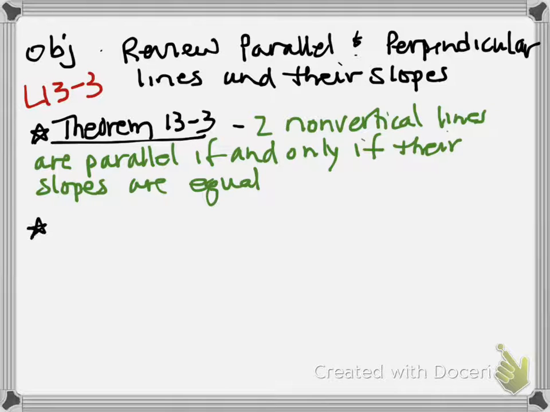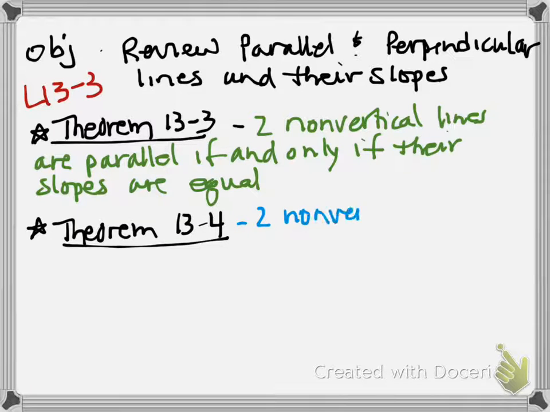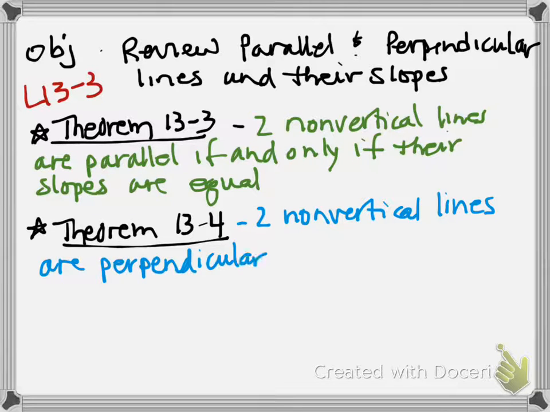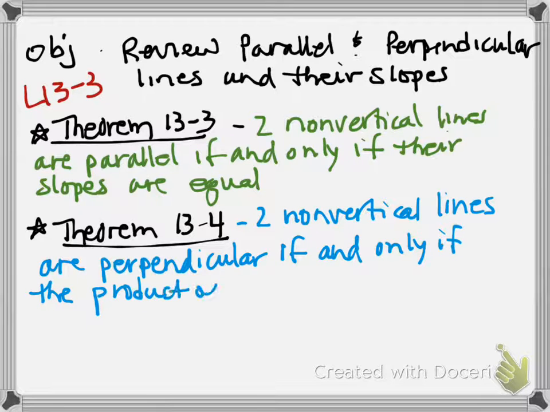So then we have another theorem. So again, geometry by technicality. Theorem 13.4 states two non-vertical lines are perpendicular if and only if the product of their slopes is negative 1.